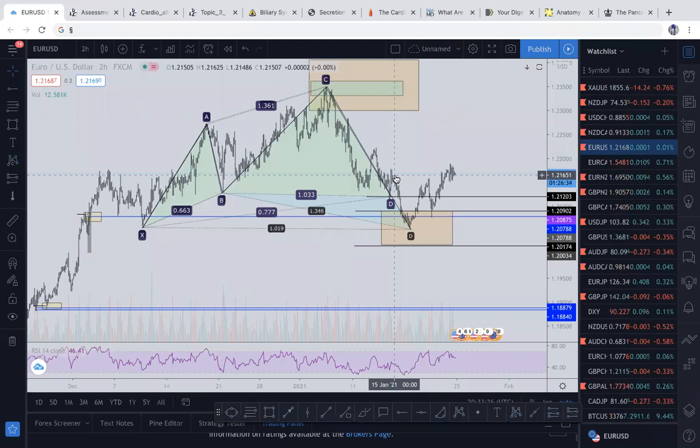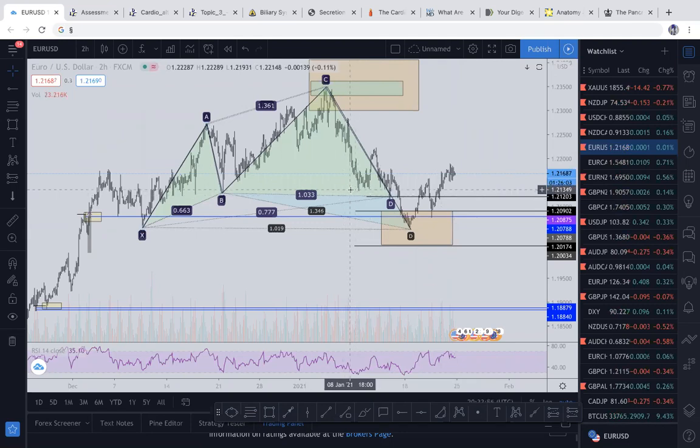Exactly. The shark pattern. Whoever was trading the shark pattern would have had a better entry right there, inside the zone perfectly, and price reversed. But who was trading the cipher? Everybody who was trading the cipher would have had a drawdown before price came into profit. So it is very, very key.